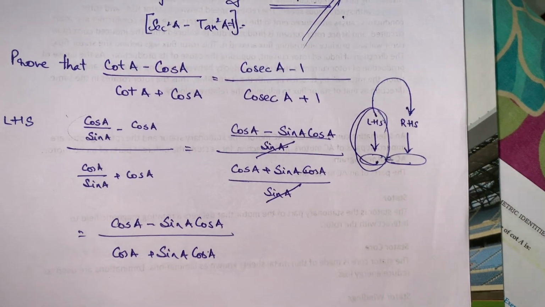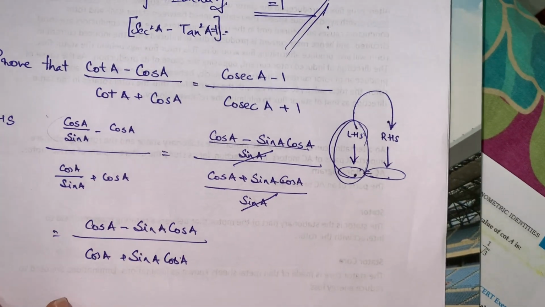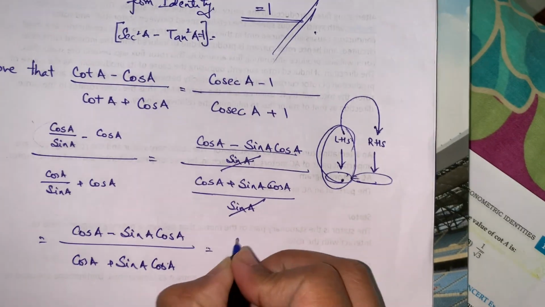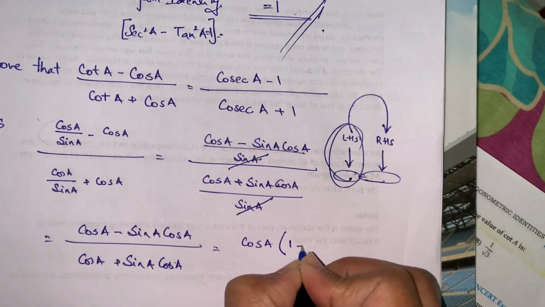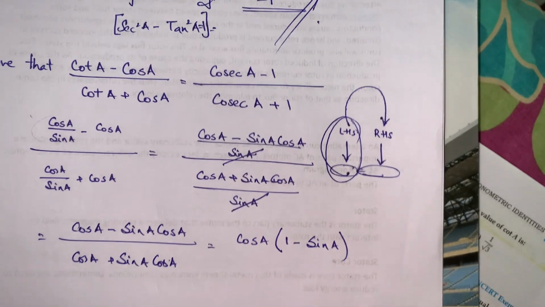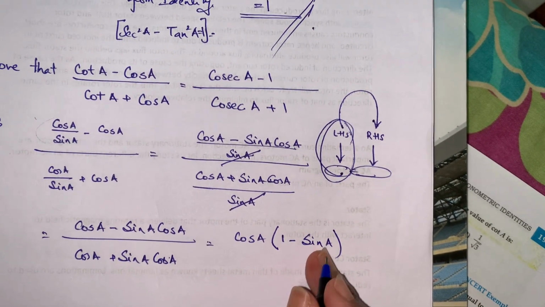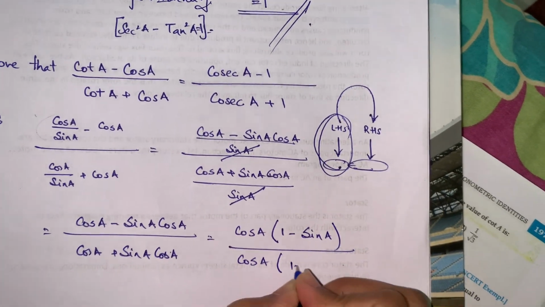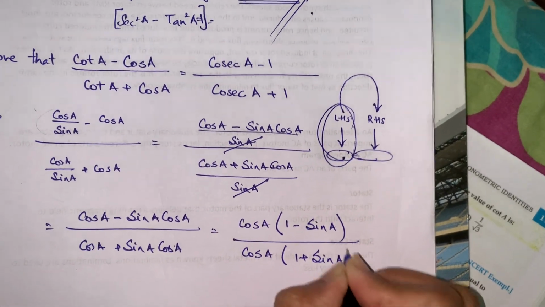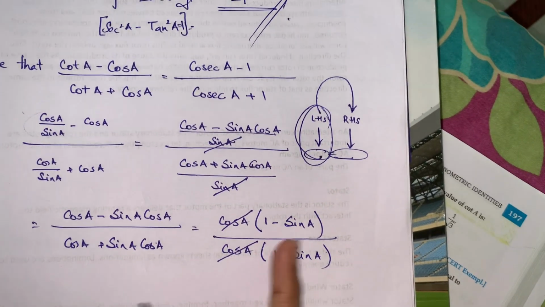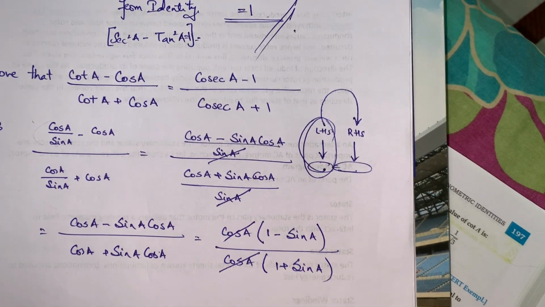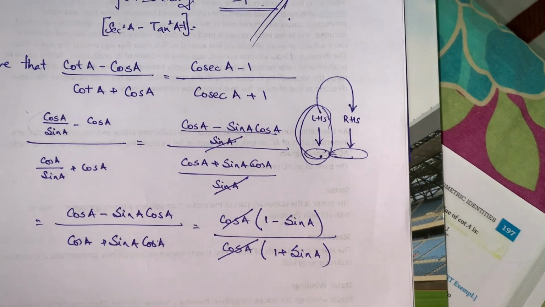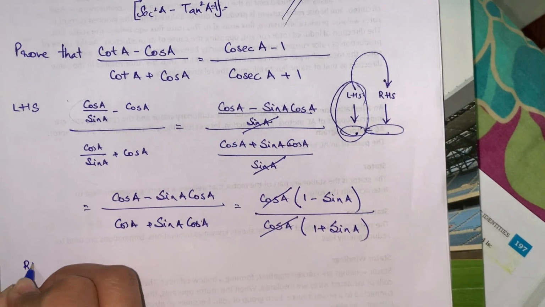Okay, now I will try to take the cos common from all of this, isn't it? I'm going to take the cos common from both of them. So when I take cos A out, I'm left with 1 minus sin A divided by, again here, cos A has gone out, I'm left with 1 plus sin A. This cos A gets cancelled. 1 minus sin A by 1 plus sin A is what I got here. I am happy with this. I'll leave it here. Let me start simplifying with the RHS.